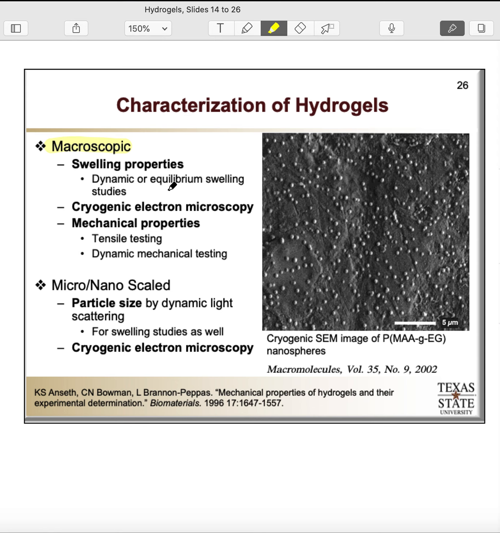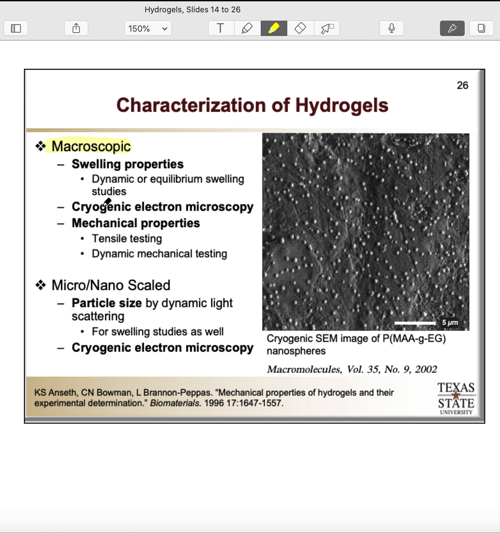The swelling is typically measured by looking at the weight between the swollen gel versus the dry gel. In some cases, you might utilize the dimensions instead of the weight in order to look at volume changes.